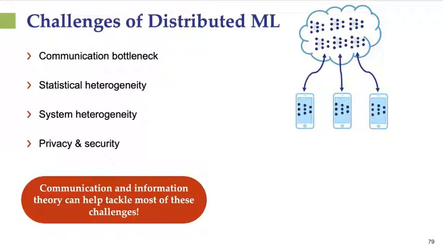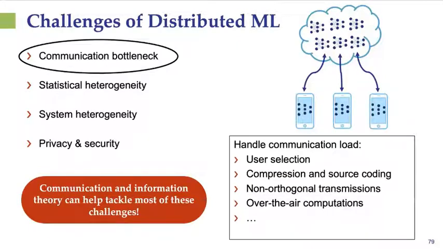But communications and information theory can help tackle most of these challenges. So we're going to look here mainly at the communication bottleneck. And in order to handle the communication load, there are a couple of things we have to look at. One is user selection. Another is compression and source coding. And then we have to worry about non-orthogonal transmissions, which are going to cause interference. And finally, over-the-air computation, which means that we may be able to use the actual superposition property of the wireless medium in order to do some of the computations for us.